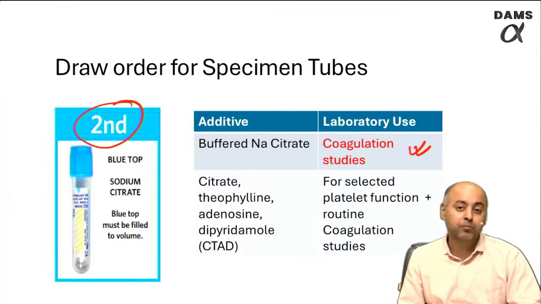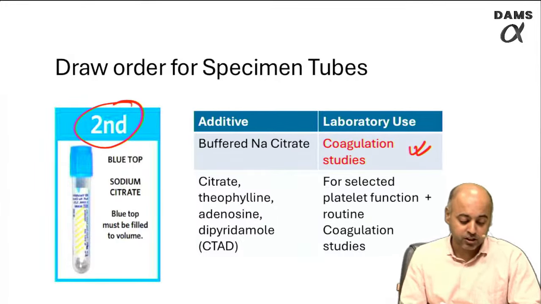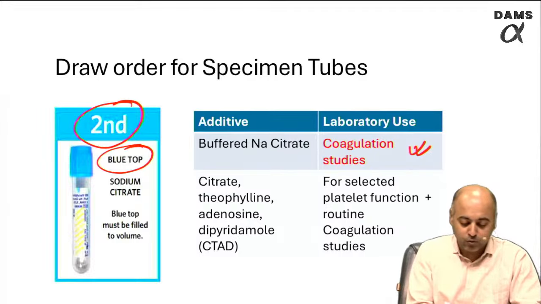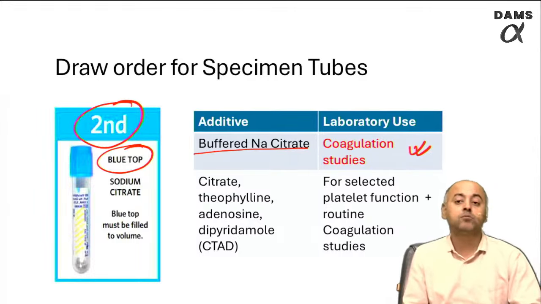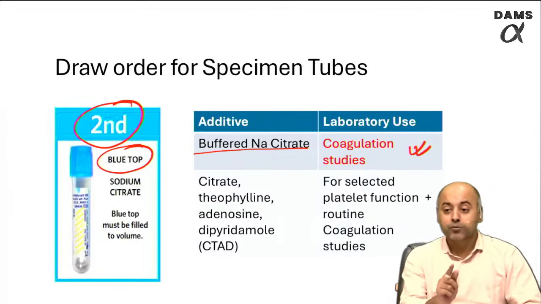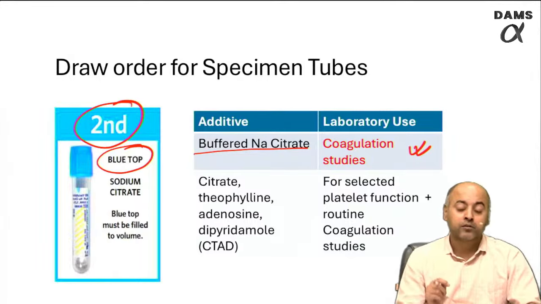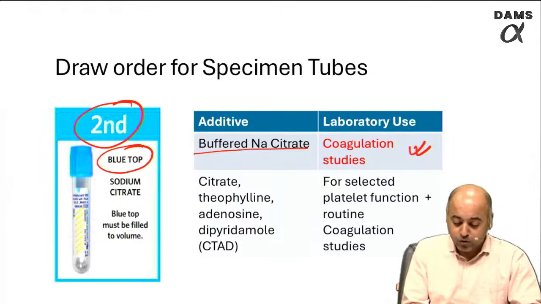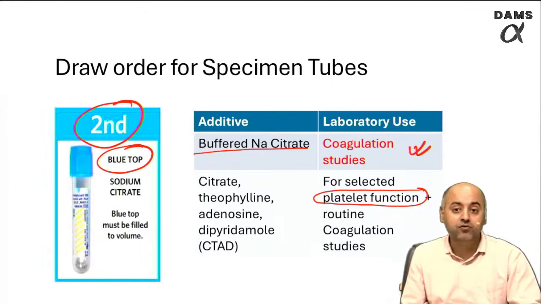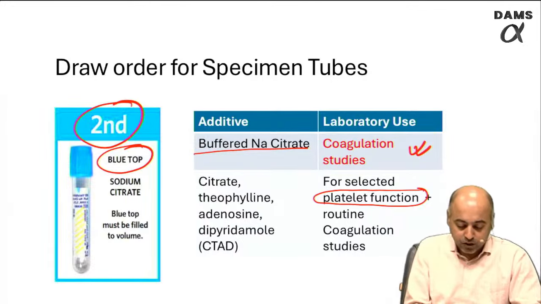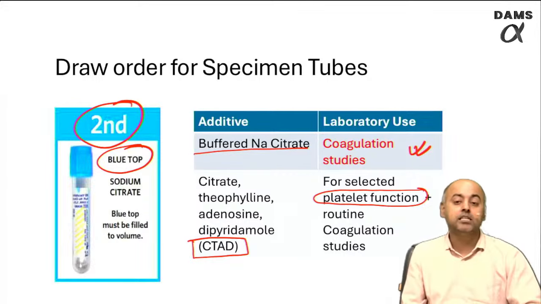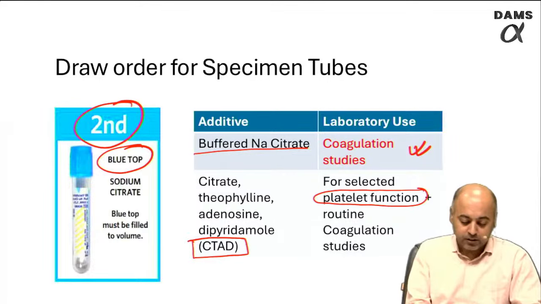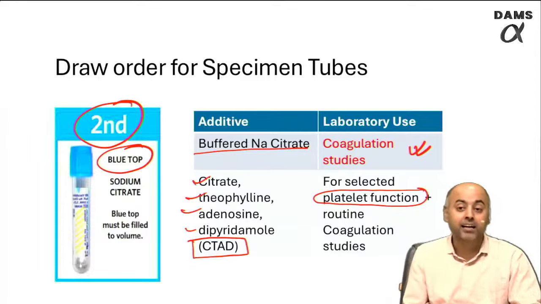Second one, a sample to be taken for coagulation studies. Here you use the blue top vial. Blue top vial contains the buffered sodium citrate. Now if you have the pediatric population where you're looking for the coagulation disorders, you might also want to check the platelet function. And when you're looking to check for the platelet function, the component within the tube is actually CTAD. CTAD stands for the citrate, theophylline, adenosine, and dipyridamole.